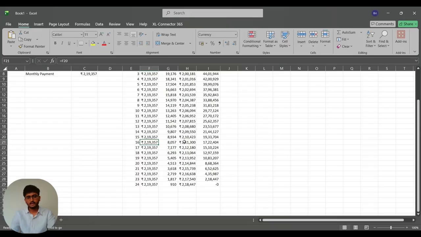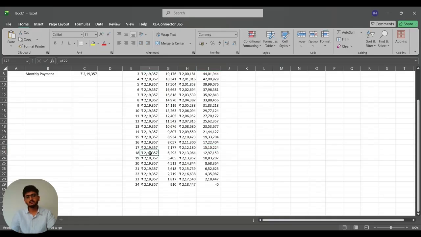Then we'll get the actual principal amount, then the remaining debt, like that. For the 17th month, the EMI, minus the interest rate, we did the minusing, and we get the actual principal. So then we'll get the remaining debt, like that.